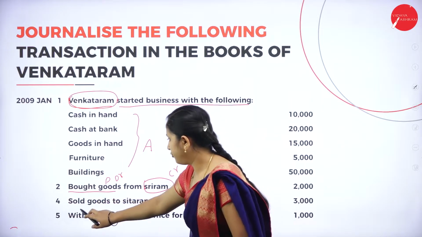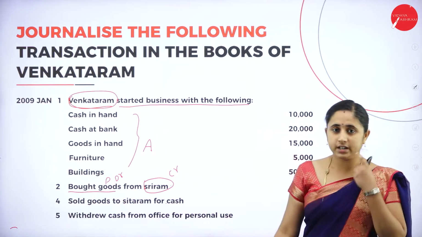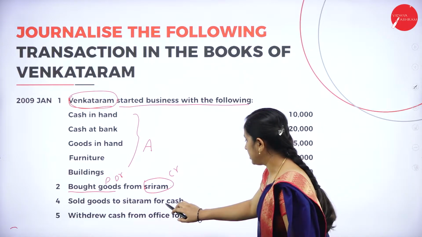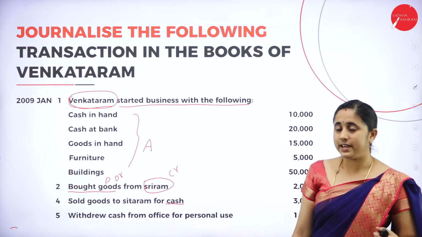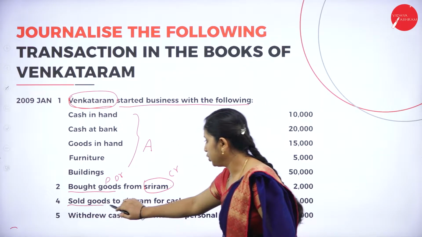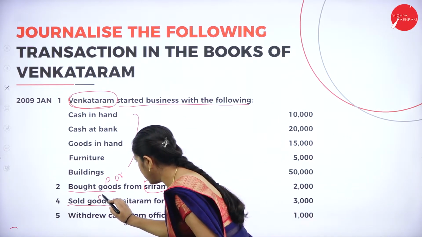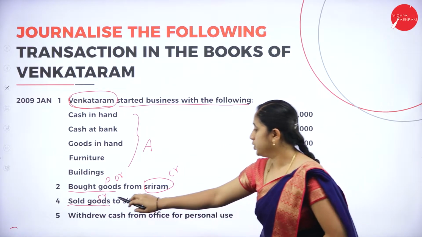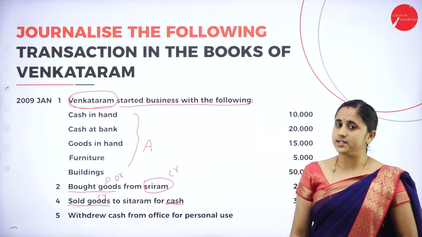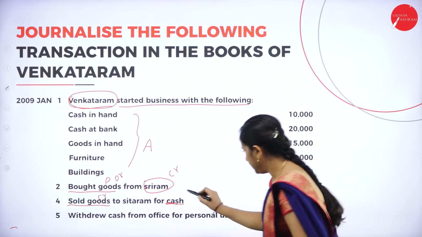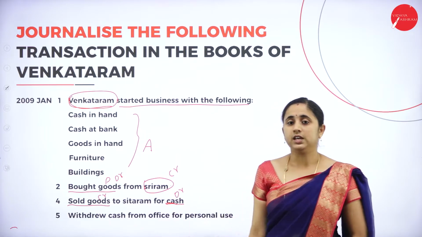Next, on Jan 4th, sold goods to Sitaram for cash. Here they have mentioned it is a cash sale. You are selling goods for cash. When you make a sale, the goods are going out. Real account says credit what goes out, so you need to credit the sales. Then cash is an asset, and it says debit what comes in. Here cash is coming in, so you need to debit the cash and credit the sales.